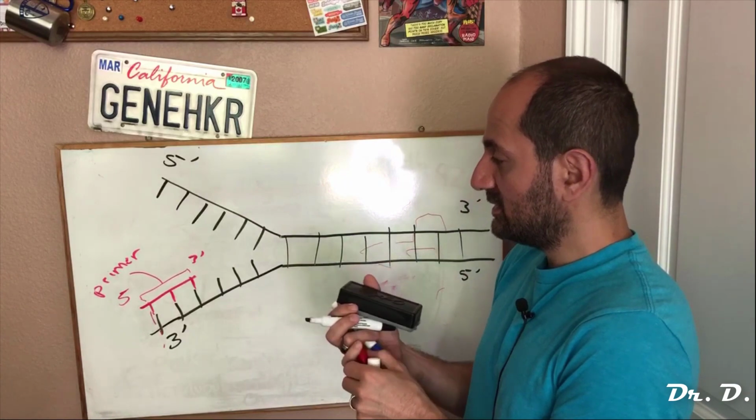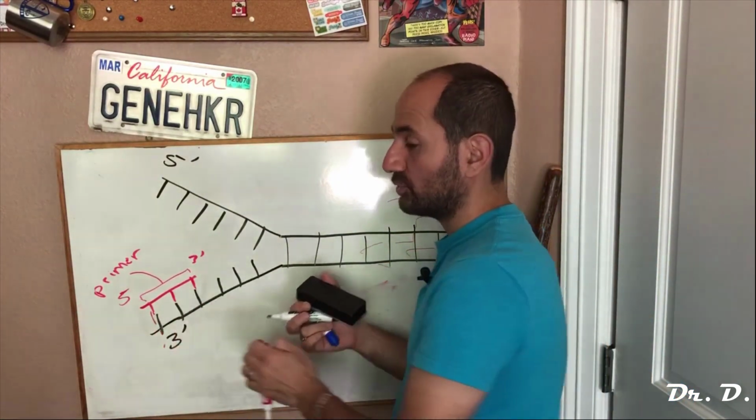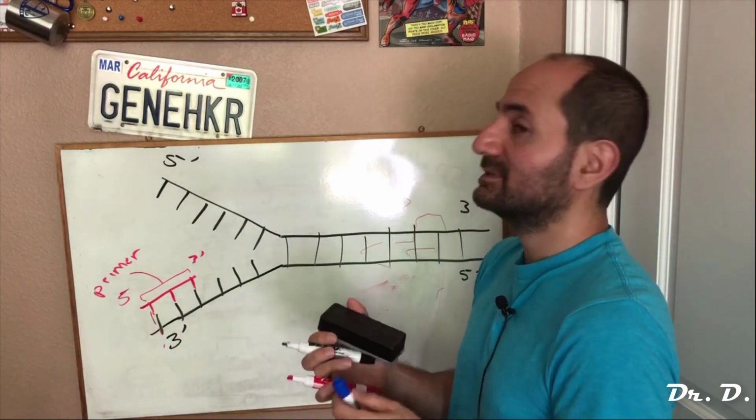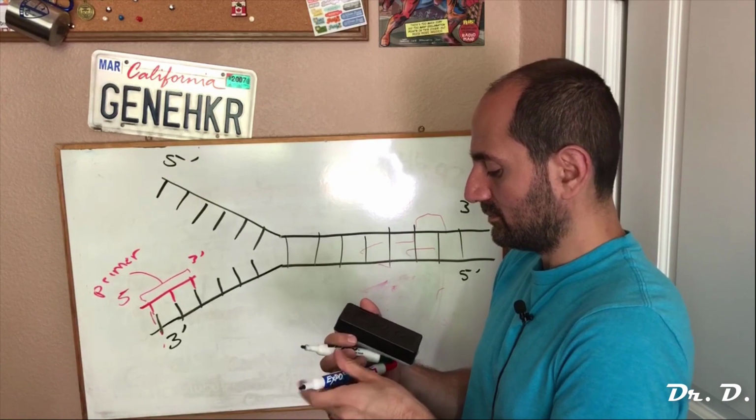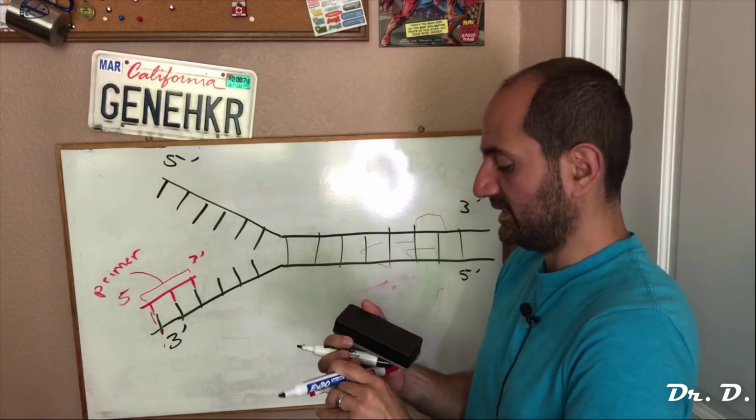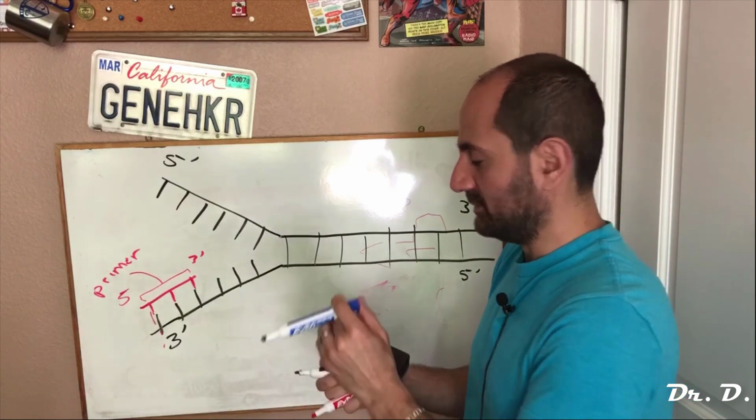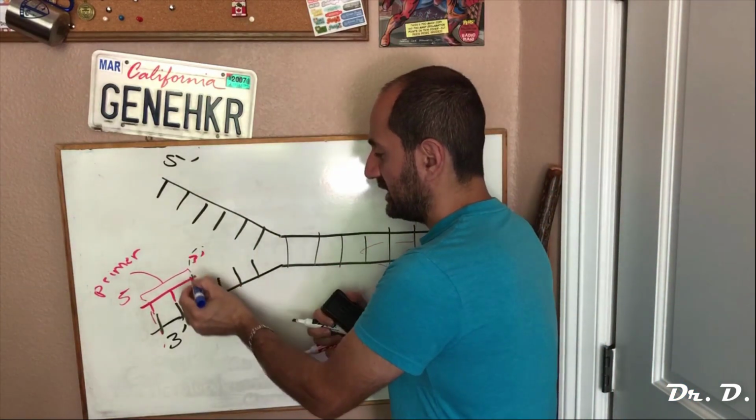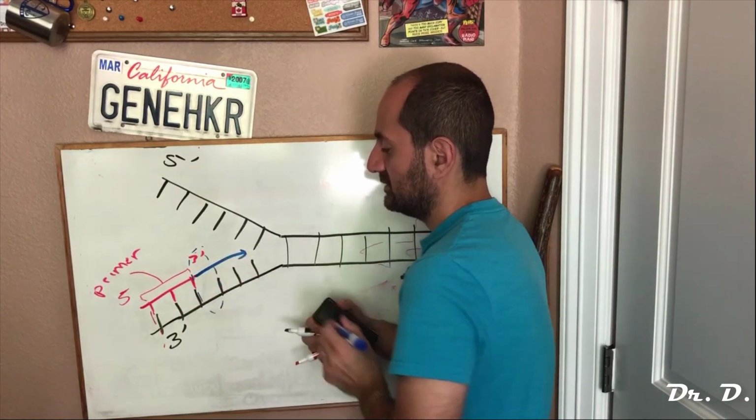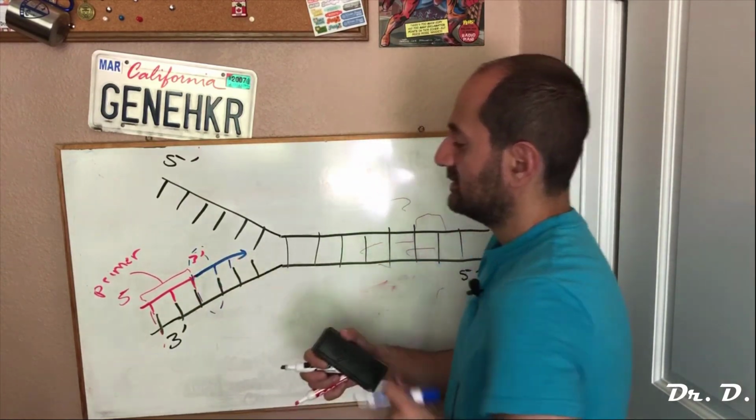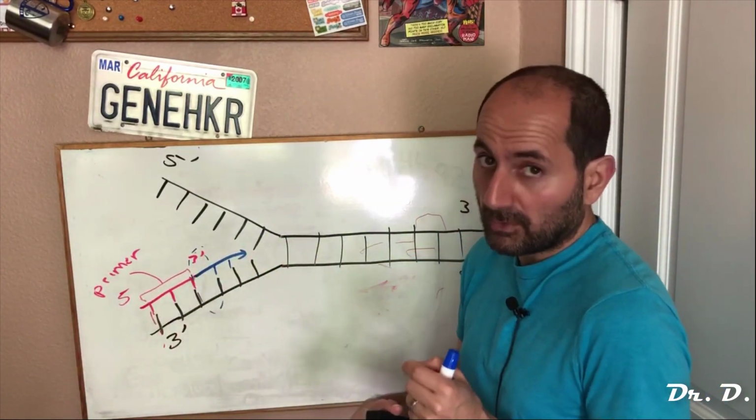But now that the RNA polymerase is gone and it's left behind the little short primer, DNA polymerase is able to attach. Let me show you that. DNA polymerase now attaches and it copies the rest of it into DNA, right? And it just copies towards the replication fork.